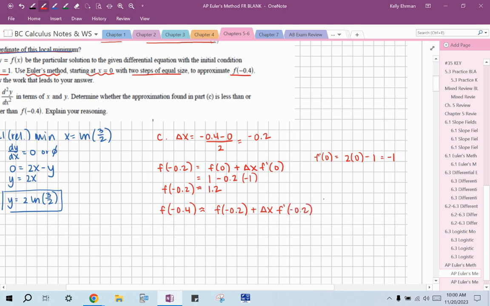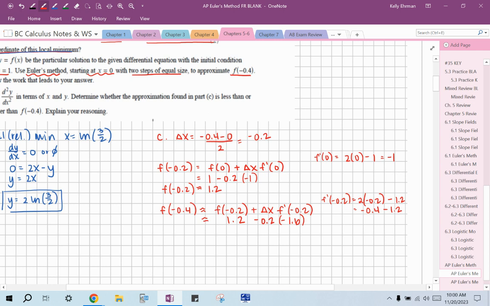Again, you're going to have to do this work off to the side. So f prime of negative 0.2 is equal to 2 times x minus y. So negative 0.4 minus 1.2. So f prime of negative 0.2 is negative 1.6. Delta x is negative 0.2. F of negative 0.2 we found was 1.2.